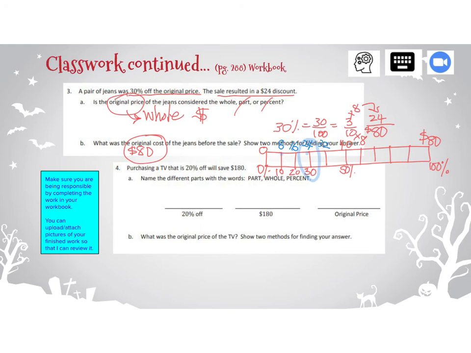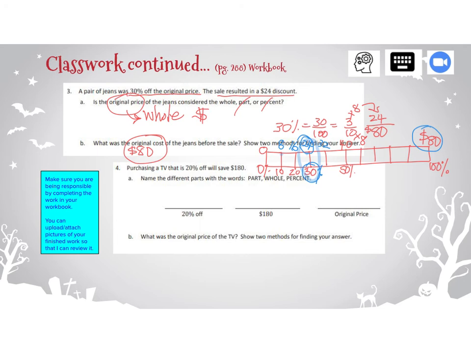So right here we have the $24 savings, and that was a 30% off of the original price, which is $80. Oh my gosh, this is a little challenging, I would say.